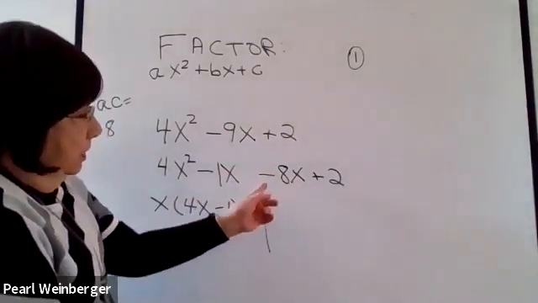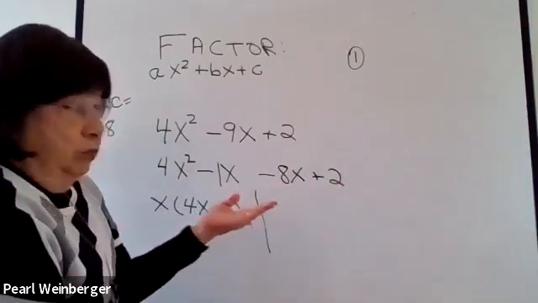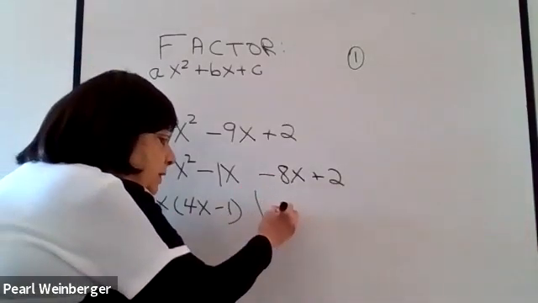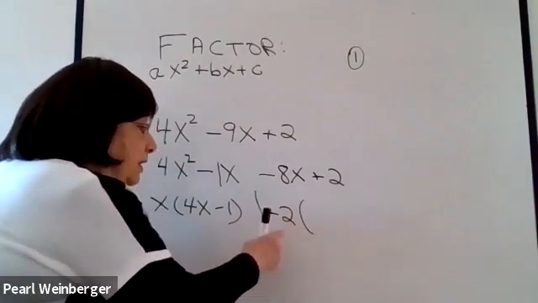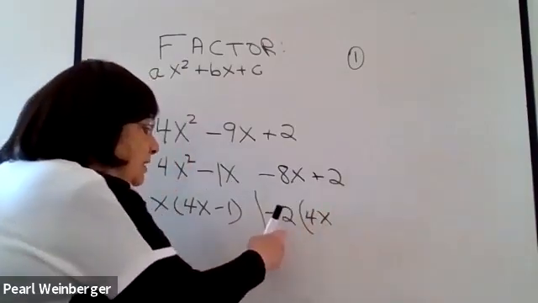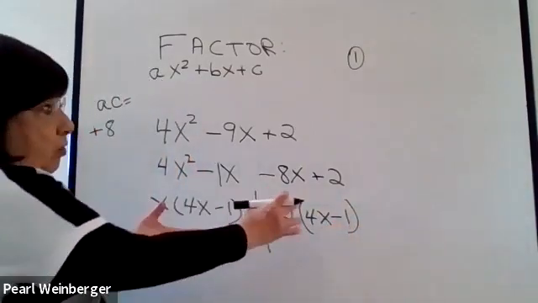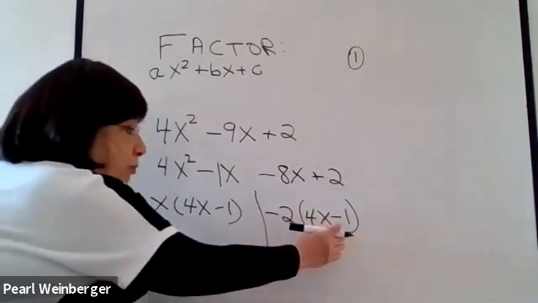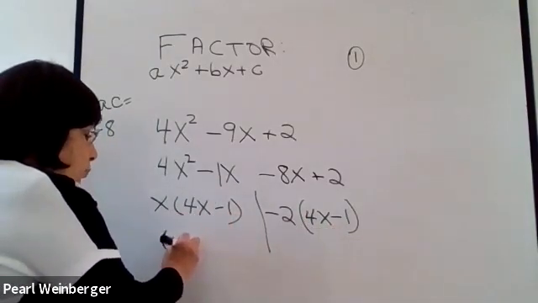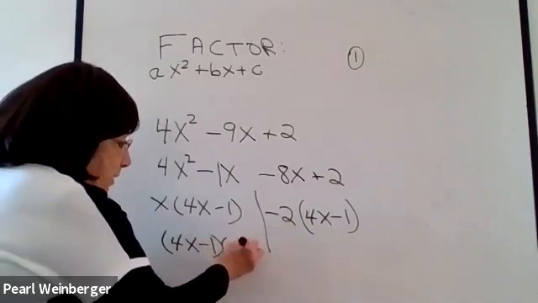Then I go to my second group, negative 8x plus 2. What goes into both 8 and 2 is obviously 2, and since it starts with a negative, it has to be a negative 2. Negative 2 into negative 8x is positive 4x. Negative 2 into positive 2 is negative 1. I know I'm on the right track because both parentheses are the same. I put that in front, the 4x minus 1, and the second parenthesis becomes the x minus 2.